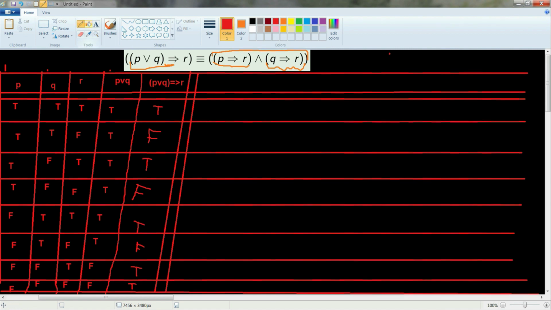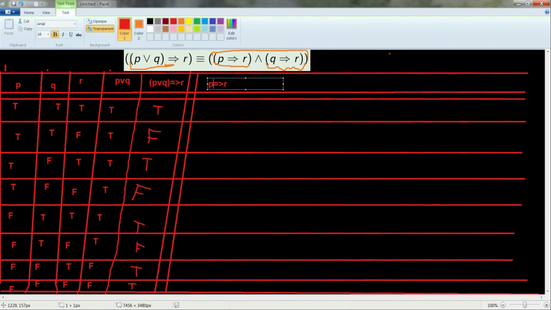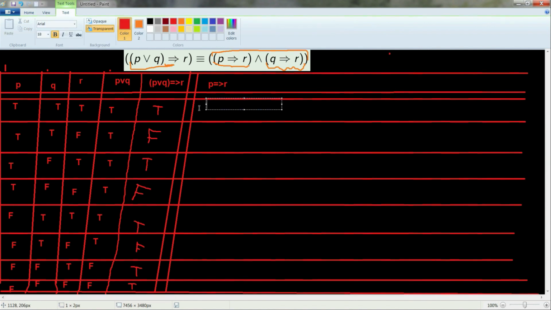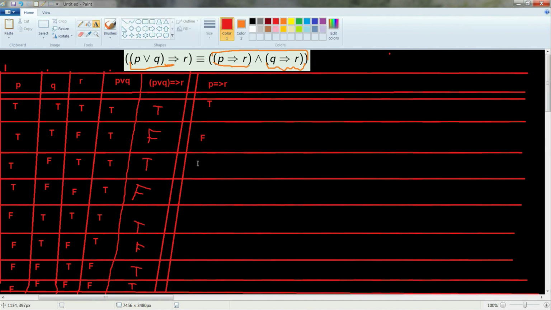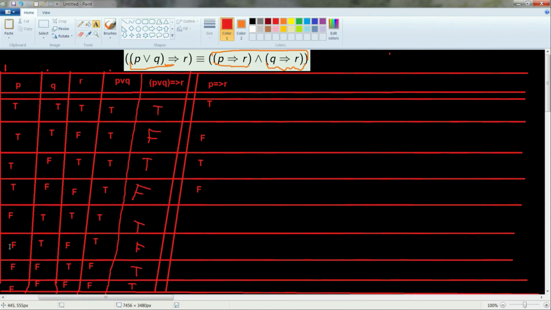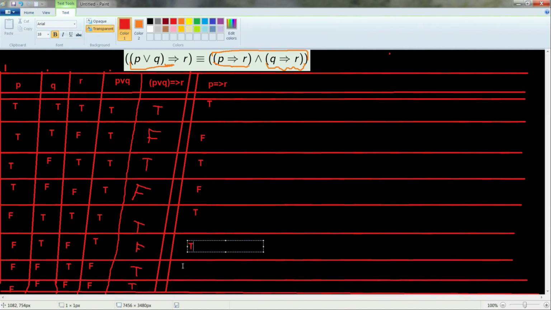So P implies R. So when would this be true and when would this be false? Well, for the first entry, P is true, R is true, so this is true. For the next entry, true implies false, that is false. The next one's true implies true, that is true. The next one, true implies false, that is false. And the last four, the hypothesis is false, so I have that it's trivially true.